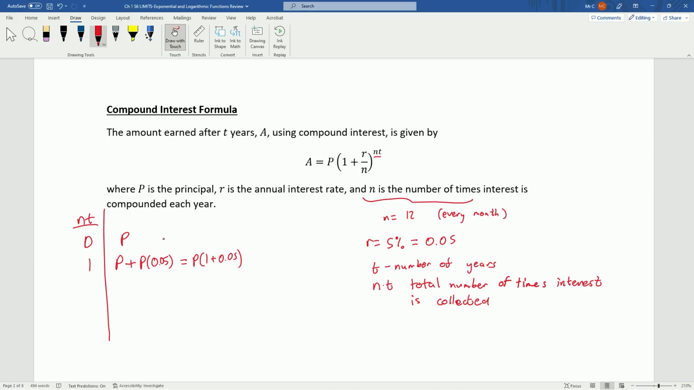Hold on, that's not quite right. Let me rephrase that. So this is the annual interest, 0.05, but I only take 1/12 of that per month, right? That's what the n is for. So each month I take 1/12 of my annual interest rate, then I factor my P out, and then I get this. Okay, so what happens next? Now the second month goes by, and so I take the amount I had before, and I add another 5% on top of that.